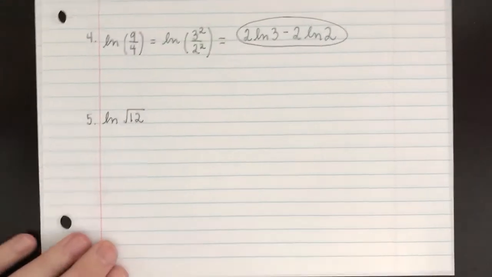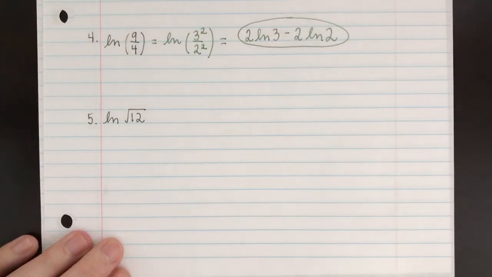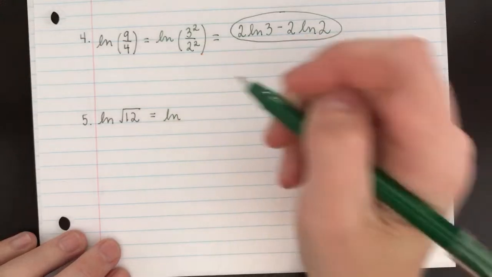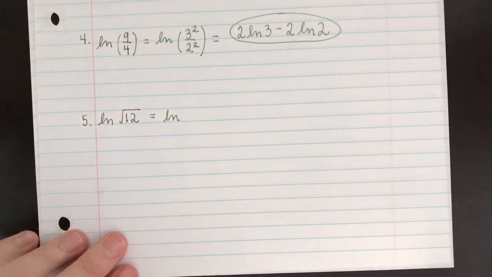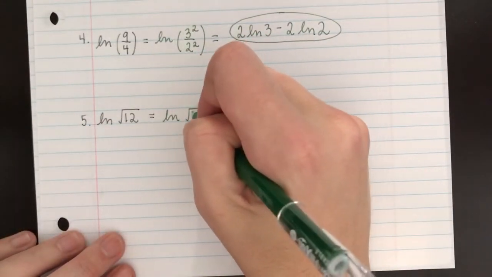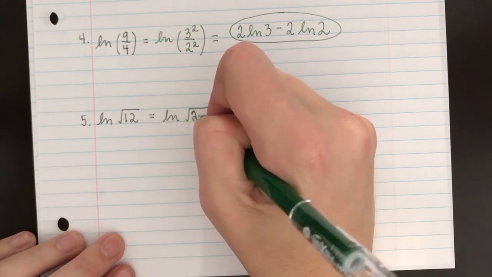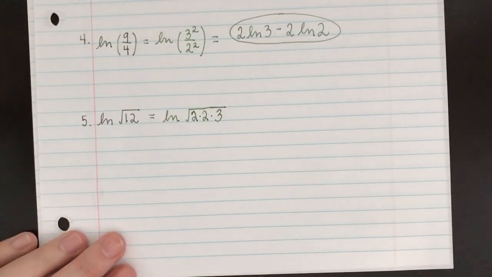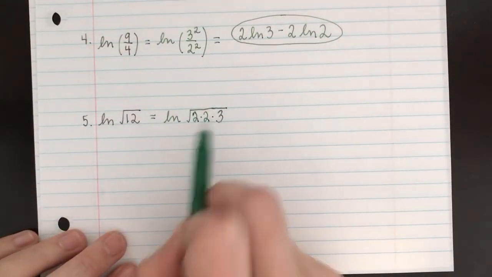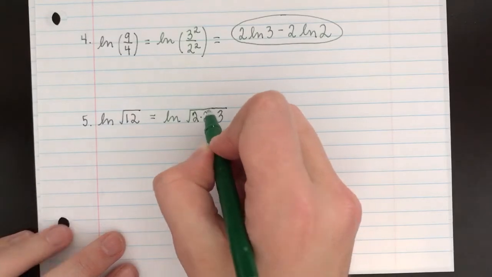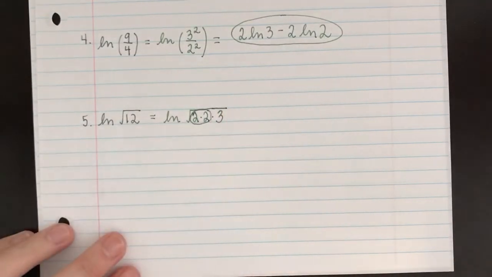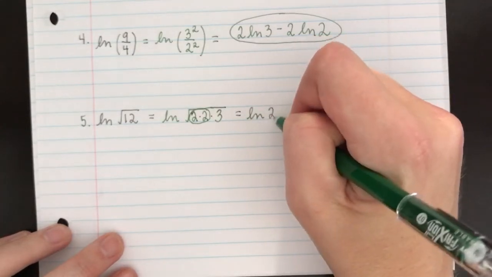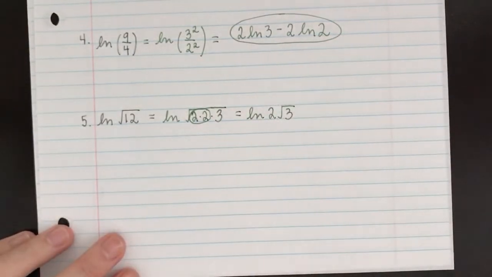All right, last one here. Natural log of square root of 12. So on this one, this is the same as natural log of, let's write it, 2 times 2 times 3. Okay, 2 times 2 is 4, times 3 is 12. And within the square root, you have a pair, 2 times 2. So you could rethink this as natural log of 2 square root of 3.